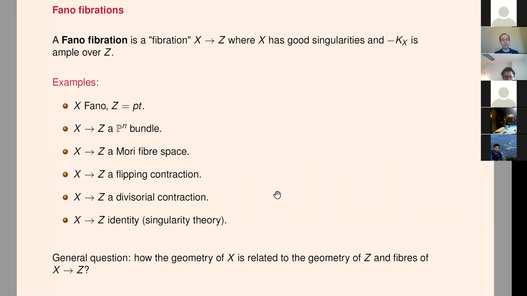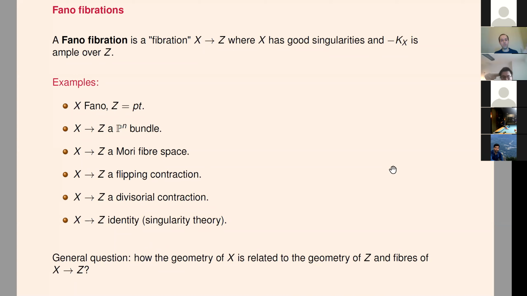So singularity theory is also naturally included in these kinds of structures. Okay, so these are examples, and then generally you ask the question: if you have Fano fibrations, how is the geometry of the total space X related to the geometry of Z and to the fibers of this fibration? We try to understand that, and sometimes it's the other way around, that we know something about X and we want to understand something about Z, or about the fibers. Generally, how we can relate all these things together, you can boil down to many different kinds of questions. I will be a bit more specific later.